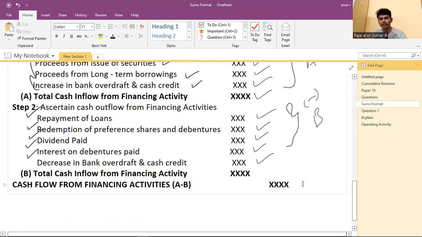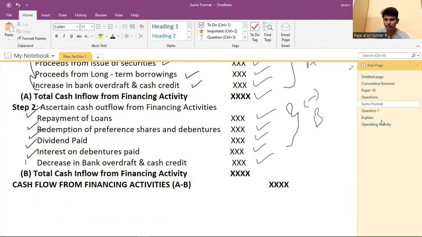A minus B is the same format as above, but the difference is that in investing activity we take fixed assets, and in financing activity we take the liability side: issue of shares, long-term borrowings, and increase in bank overdraft and cash credit, which you add, and decrease in bank overdraft and cash credit, which you subtract. You can understand this simple logic and apply it.